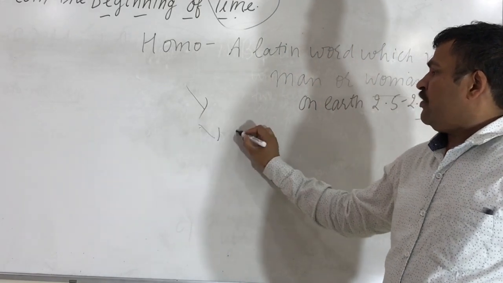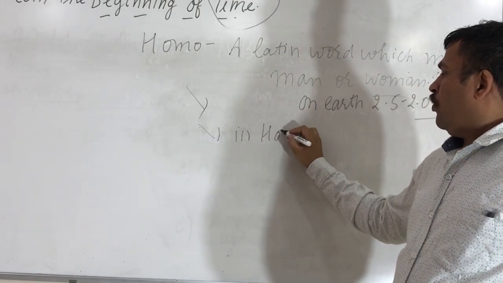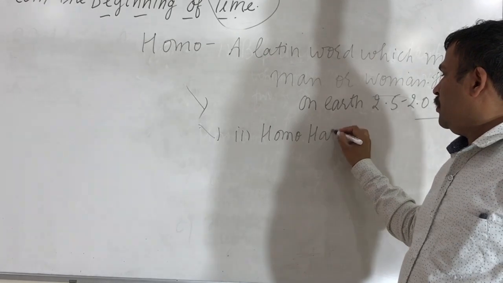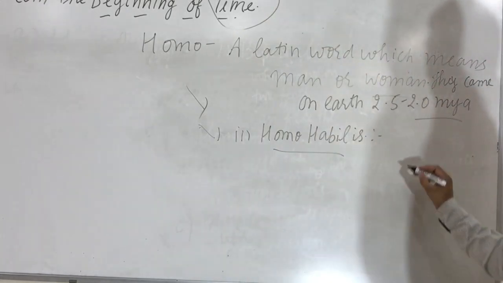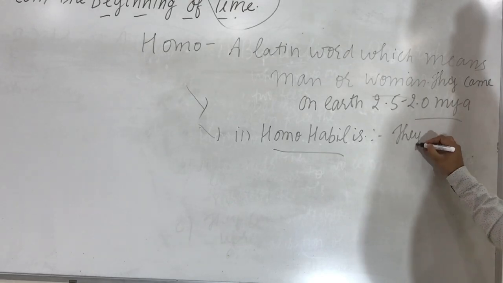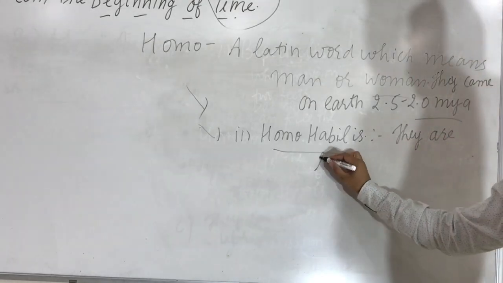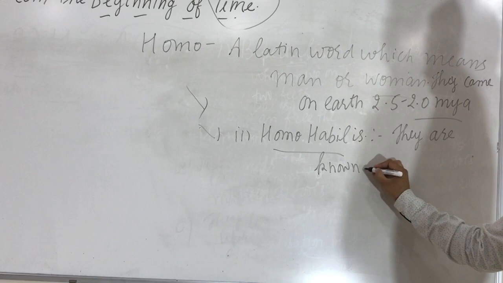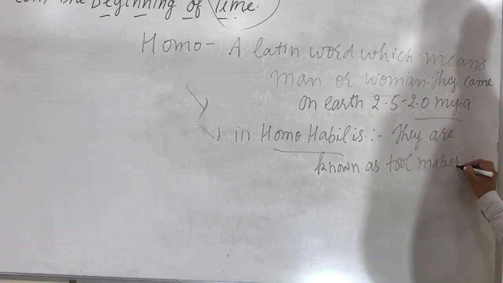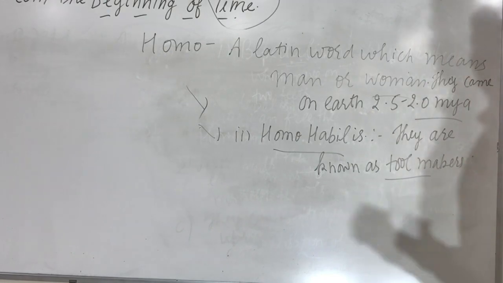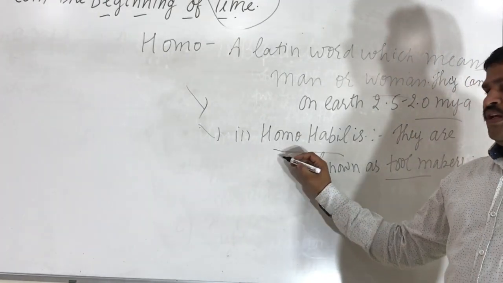So second is Homo habilis. They are known as tool makers. Now you can see the word tool is used. What do you mean by that? Okay. We will discuss in the next.